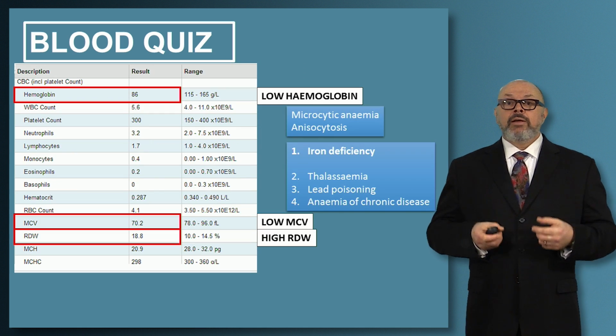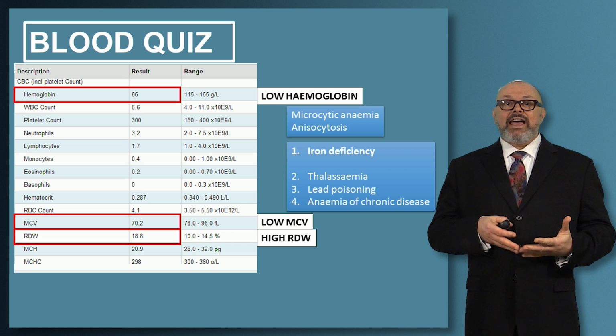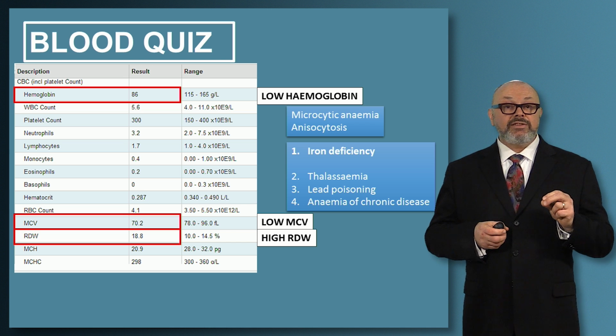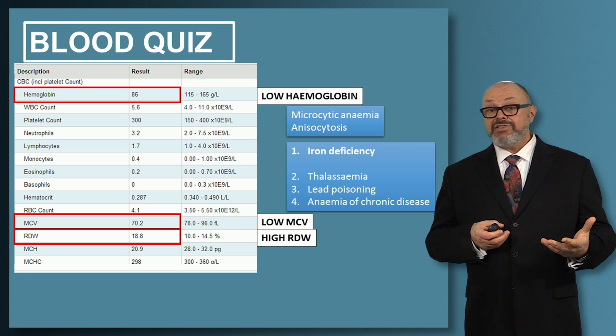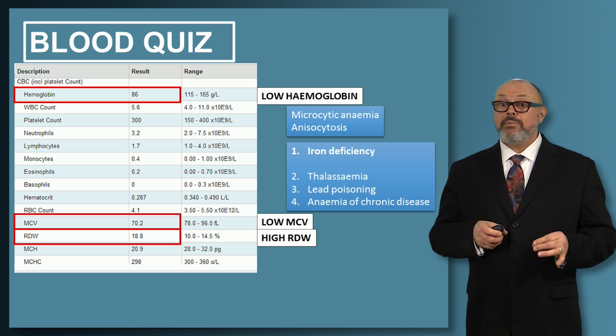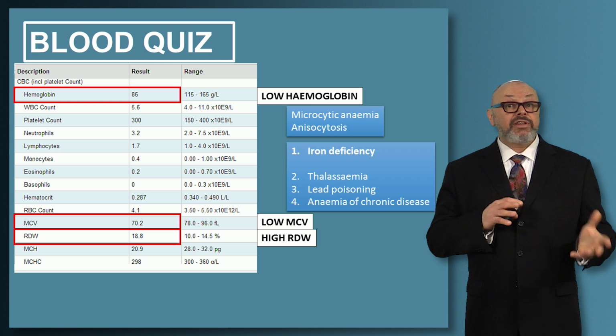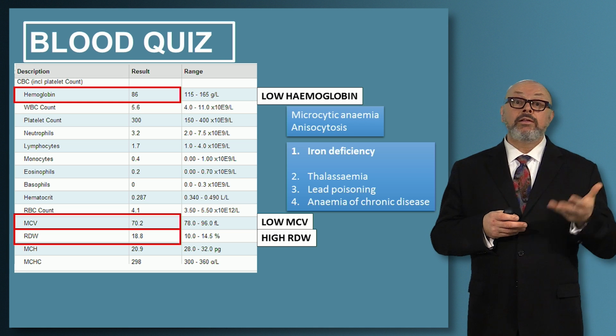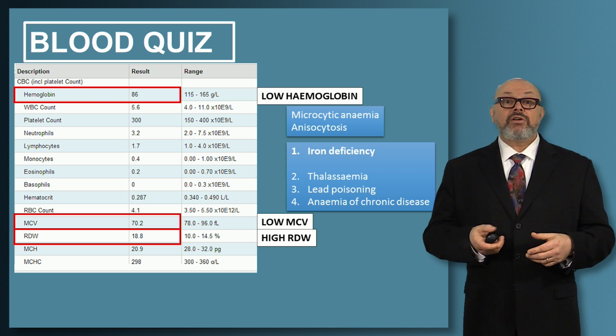So she's got a microcytic anemia with anisocytosis. This means probably she has iron deficiency, and especially in the context of wanting to chew ice all the time, that would be top of my list. But other possibilities might include thalassemia, lead poisoning, and maybe the anemia of chronic disease.